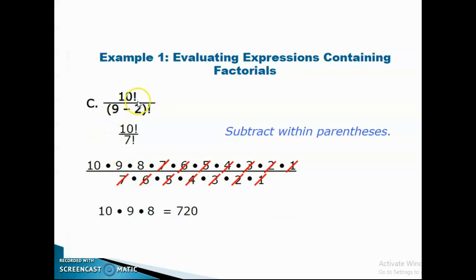In part C, 10 factorial over 9 minus 2 factorial. 10 factorial is once again the product of the first 10 natural numbers. And in the denominator, 9 minus 2 factorial is equal to 7 factorial. 7 factorial is 7 into 6 into 5 into 4 into 3 into 2 into 1. Simplifying this expression, we are left with 10 into 9 into 8, which is equal to 720.